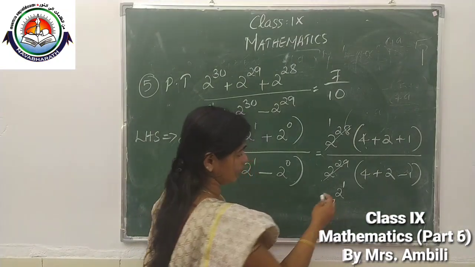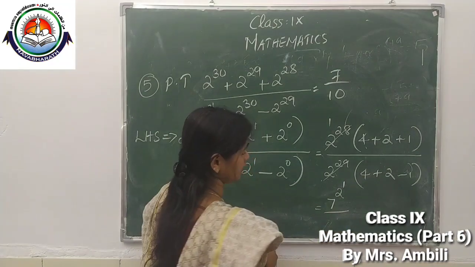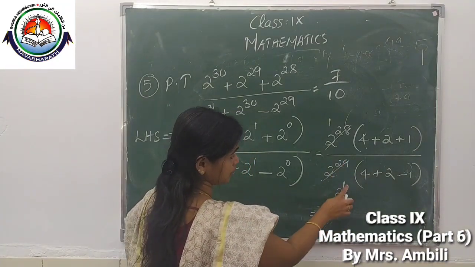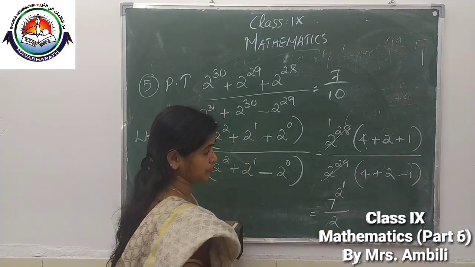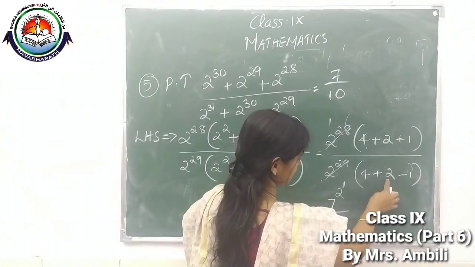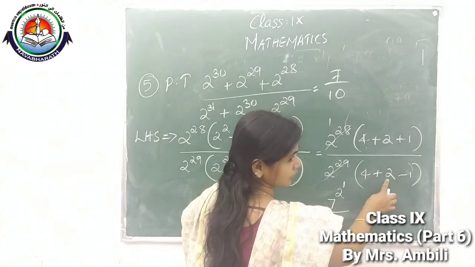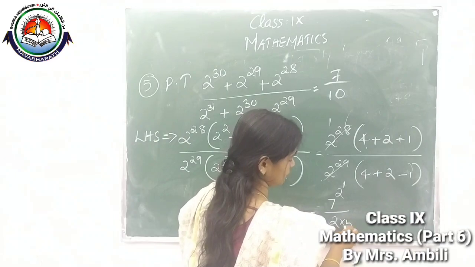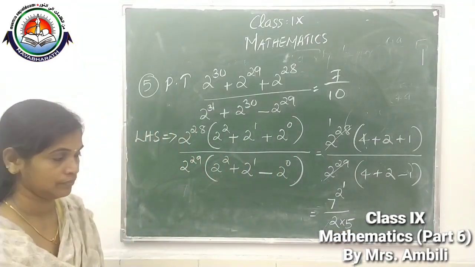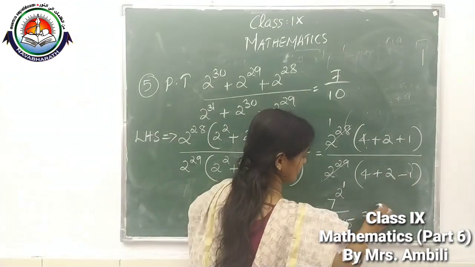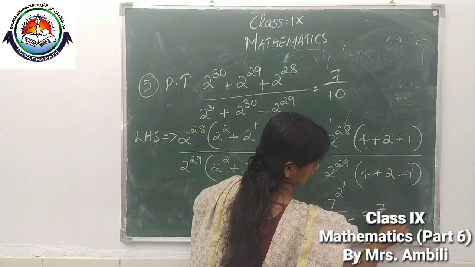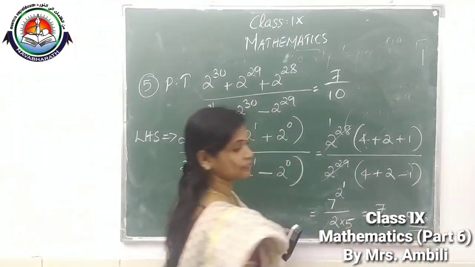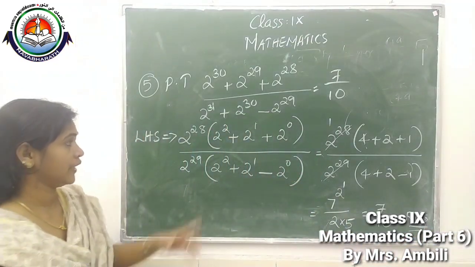Equal to 7, numerator, by, look, 2^29, there is 1 2 remaining, that 2. Here 4 plus 2, 6, minus 1, 5. 2 into 5. So that is equal to 7 by 10. That is our RHS. We need to prove. We got the answer. Clear? Up to here you understood, I think.